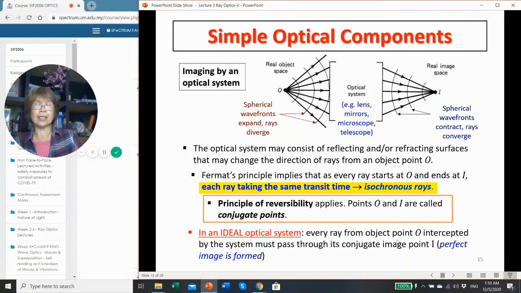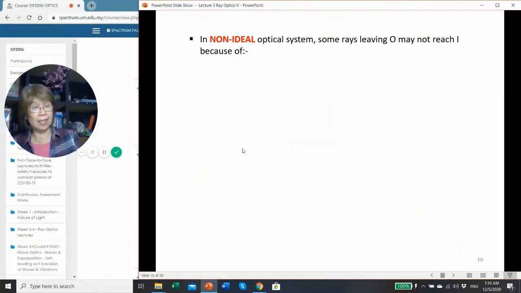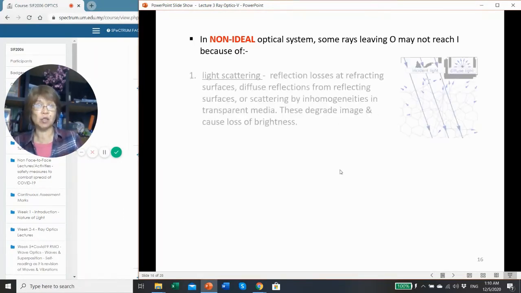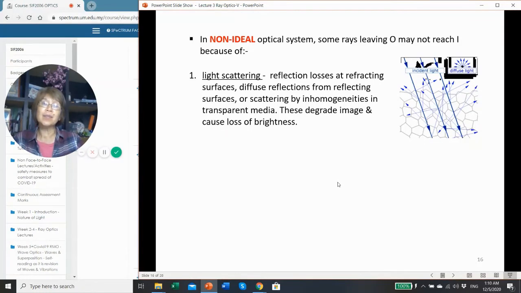In an ideal system, every ray from the object point that is intercepted by this optical system must pass through that single image point. Then you have perfect image formation. But in reality, it's usually non-ideal. Some of these rays may not reach the image point. Why? Because they are lost.